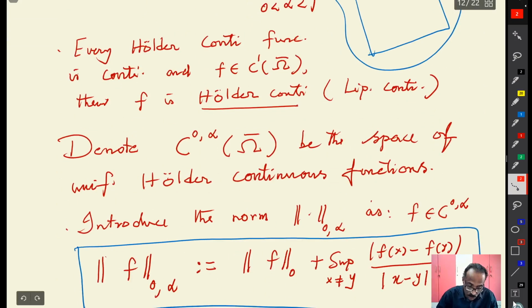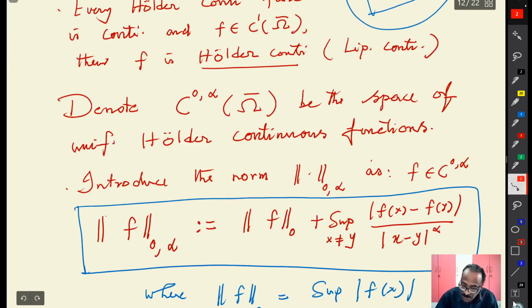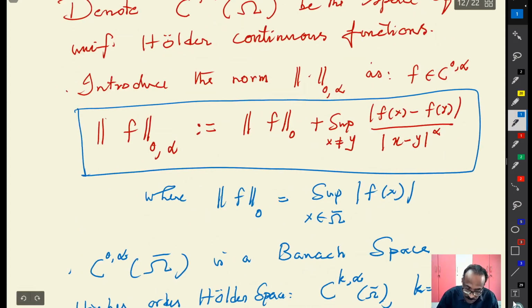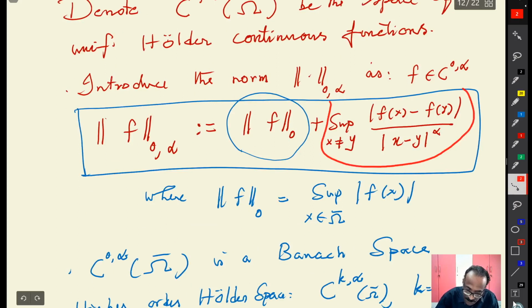And then, using that, we introduced a space, C0,alpha of omega. For that we introduced the norm. This is the usual norm which you will see, and then this is the additional term added for the constant. So this norm is a sup norm.